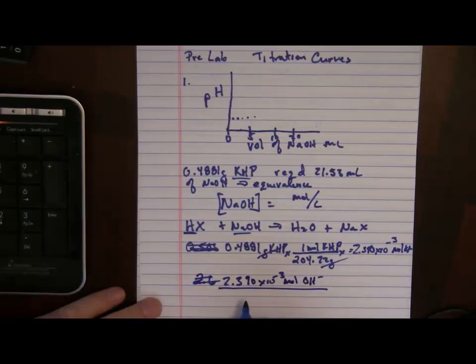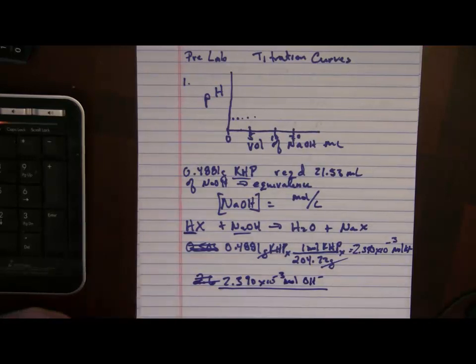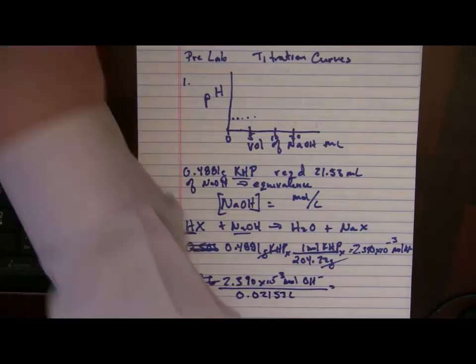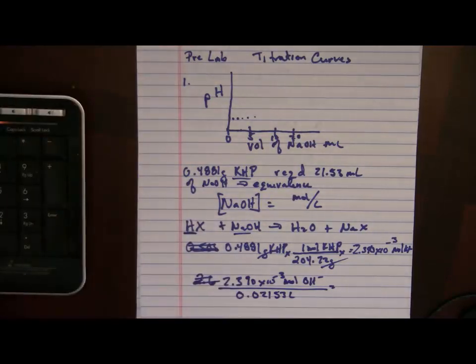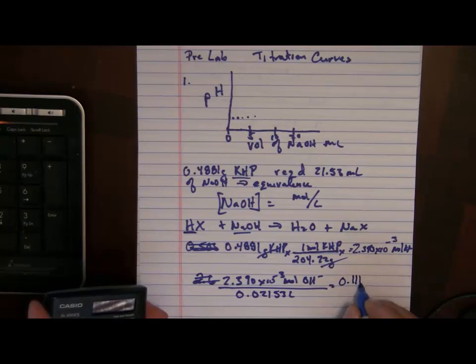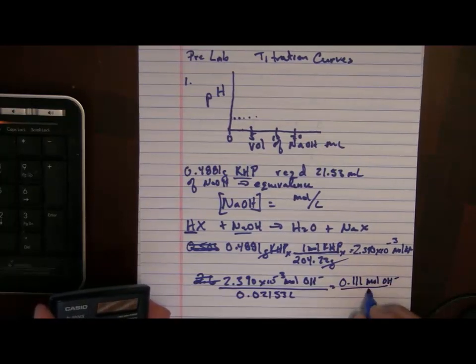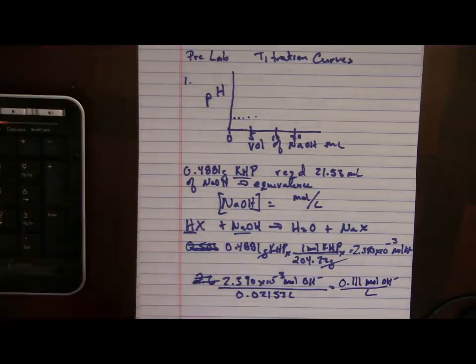And in this case, we have added, what was that value? That value was 21.53. So divided by 0.02153 liters, and that will give you the molarity. And in this case, that's 0.111 moles OH minus per liter. That's the molarity of the sodium hydroxide, and that's question 2.